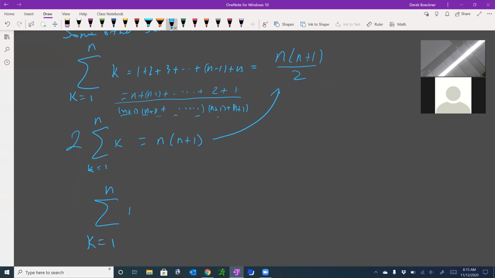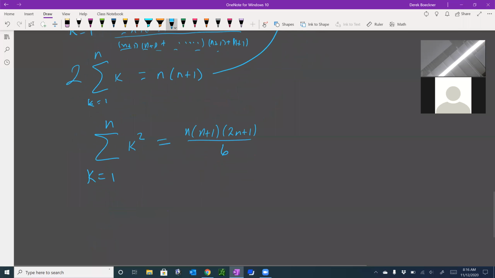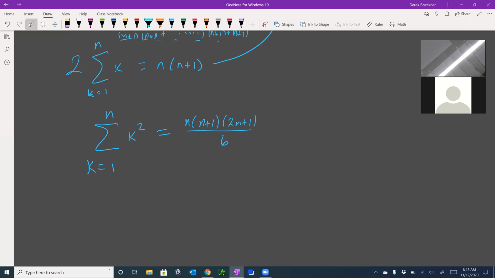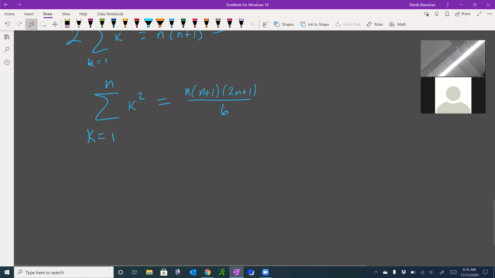The sum from k equals 1 to n of k squared. That one's a little harder. Does anybody know what that one is? So it's n plus 1 times 2n plus 1 over 6, which is a little strange, but it works out that that's how that works. And you can do some geometry, some pictures about why that would work, but I don't really want to spend time proving that.